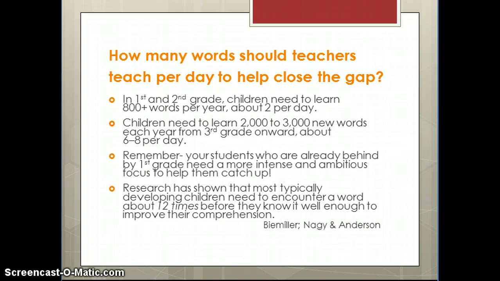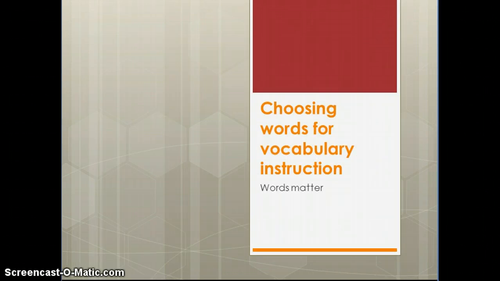for incidental word learning. And then the research has shown that most average kids, or typically developing kids, need to encounter a word about 12 times before they know it well enough to really know that word for it to improve their comprehension. So that's when we talk about multiple and repeated exposure, that's quite a bit of exposure to those words. So it's something to keep in mind when you're developing those lists, or you're even just coming across a word, pointing it out to kids that it's an important word. Then we need to make sure that that's a word that they're going to hear again.